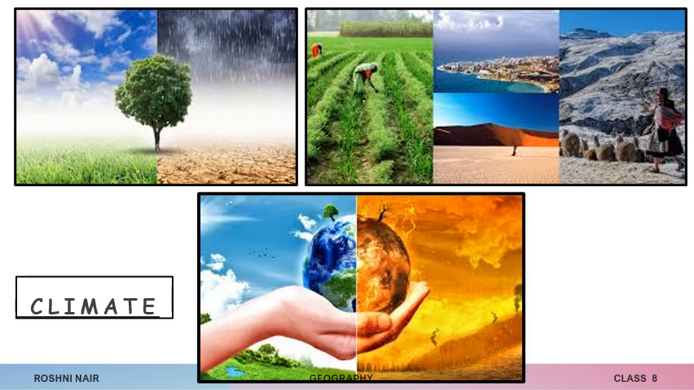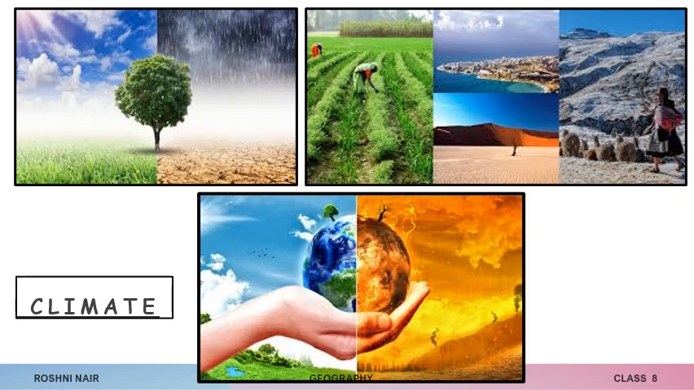And we should also know that there are 6 major controls of the climate of any place. They are latitude, altitude, pressure and wind system, distance from the sea, ocean currents and relief features. We studied this in our previous class.